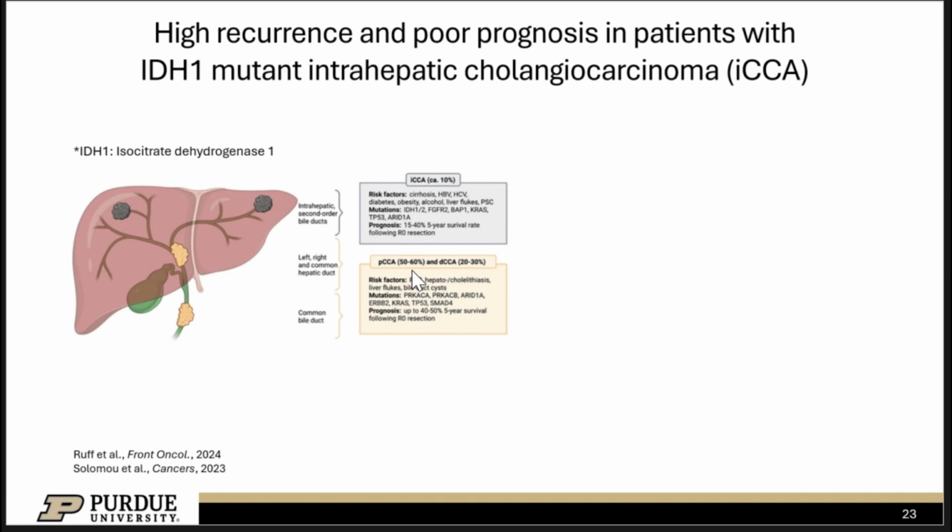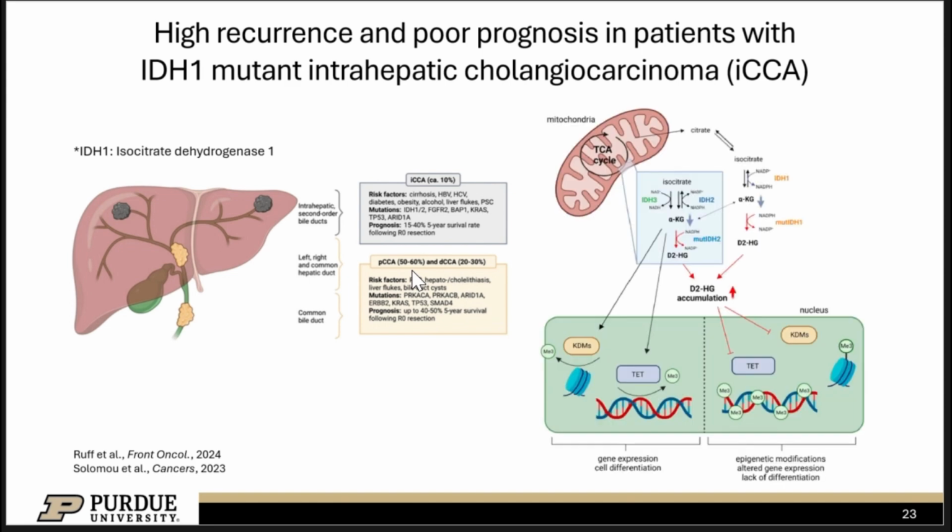One of the common subtypes is this IDH1 mutant subtype. And the IDH1 stands for isocitrate dehydrogenase 1. These subtypes usually show a poor prognosis, and also sometimes they show drug resistance. So there's a need to identify this subtype and also provide a better treatment outcome.